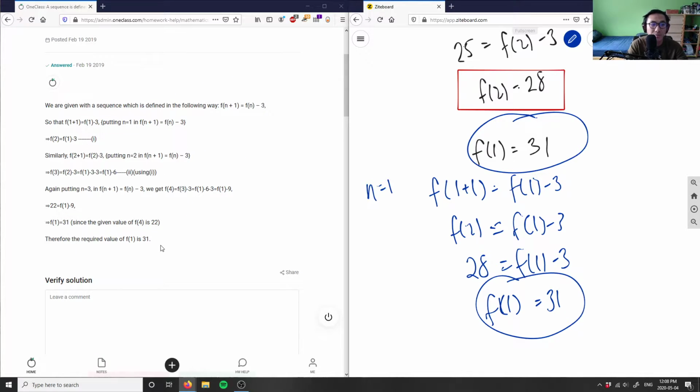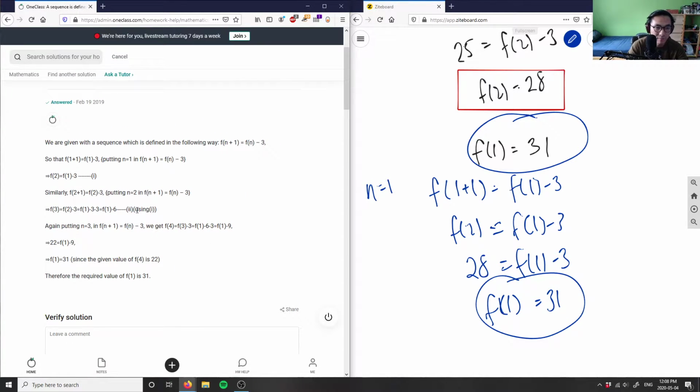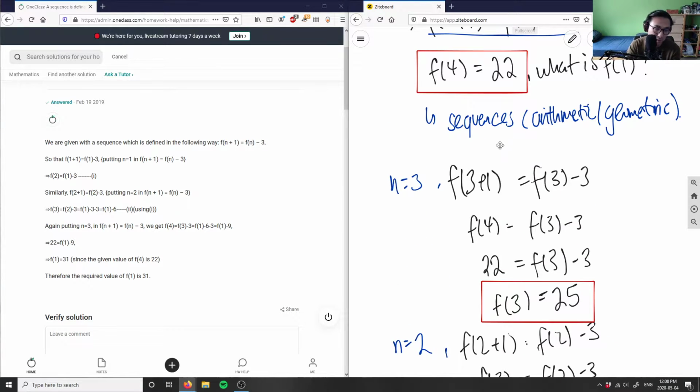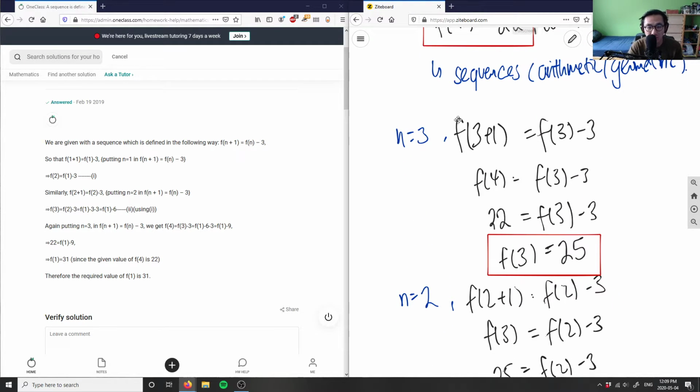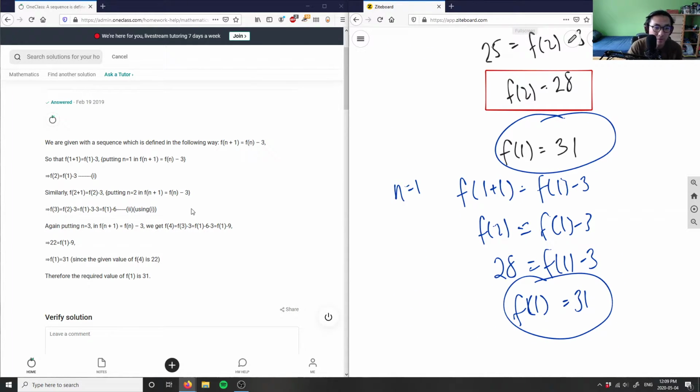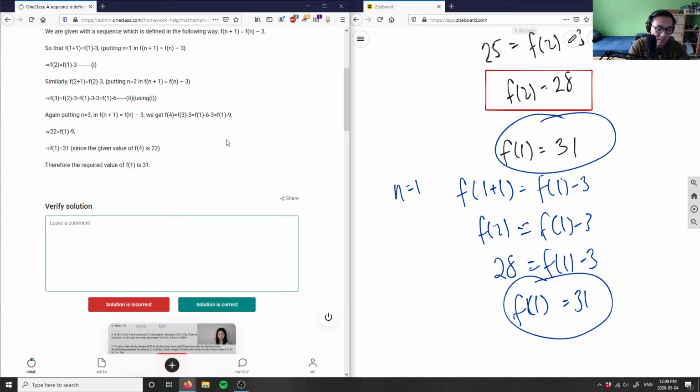And as you can see, they also got the same number. F of 1 equals 31. They basically did the exact same thing, but they wrote it so that they're substituting again. They're solving for n equals 1 through n, using a similar concept. So they assumed n equals 3, and then n equals 2, and then n equals 1, and they finally found what f of 1 is in this case. So in this case, the solution is correct. Good analysis here.